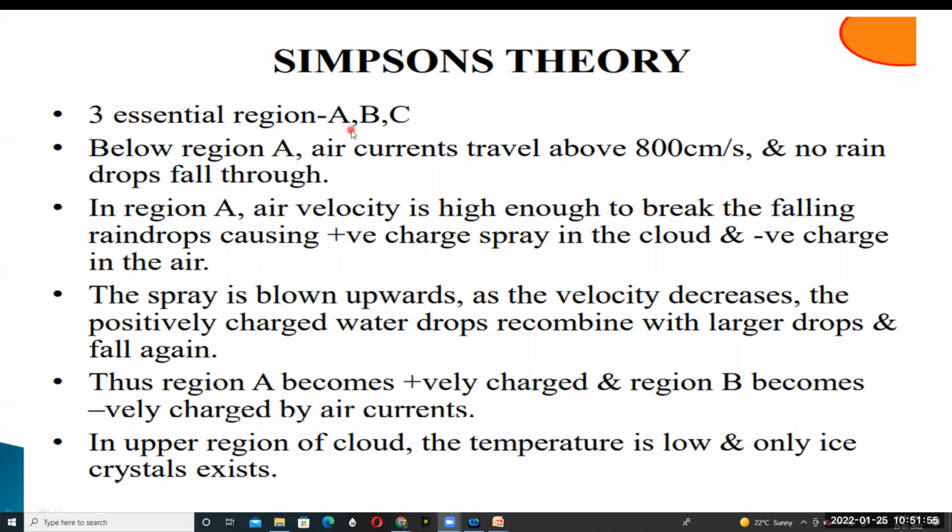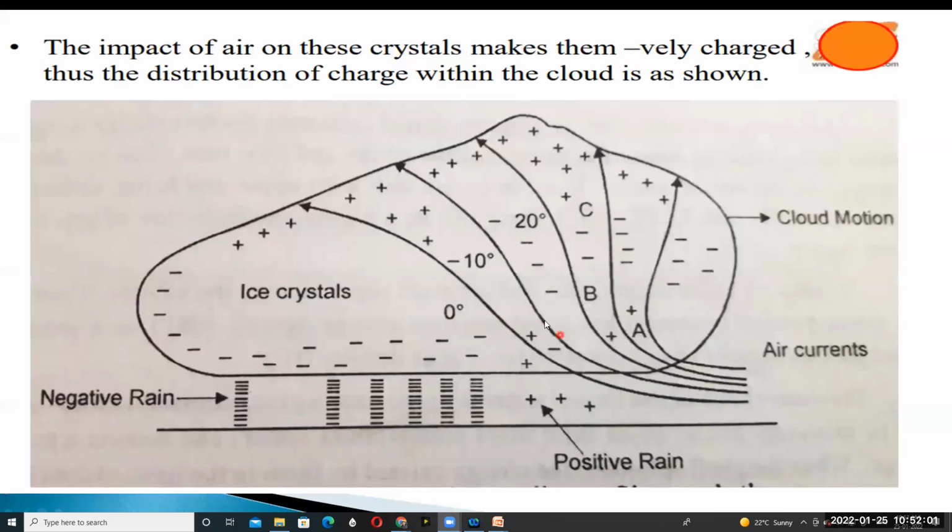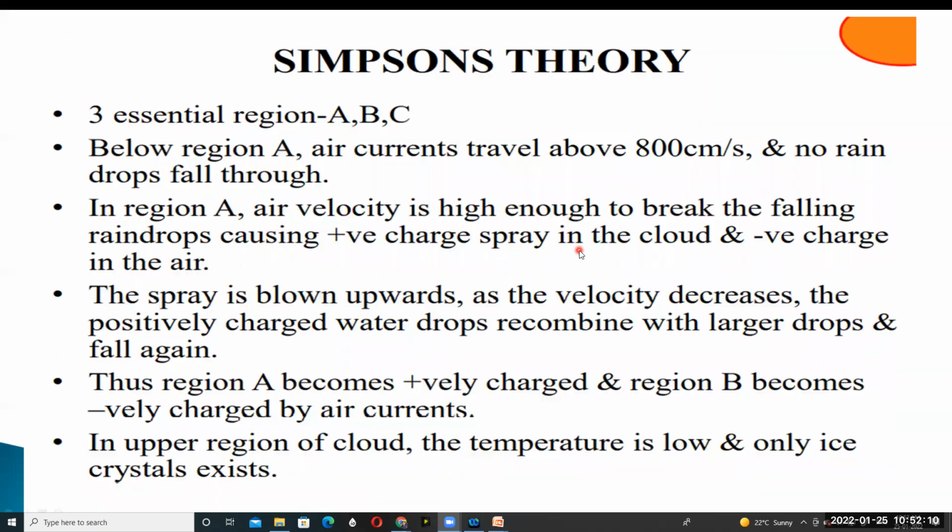Coming to the Simpson theory: according to Simpson's theory, there are three different types of regions present in the cloud. In the cloud, this is called region A, this is region B, and this is region C.